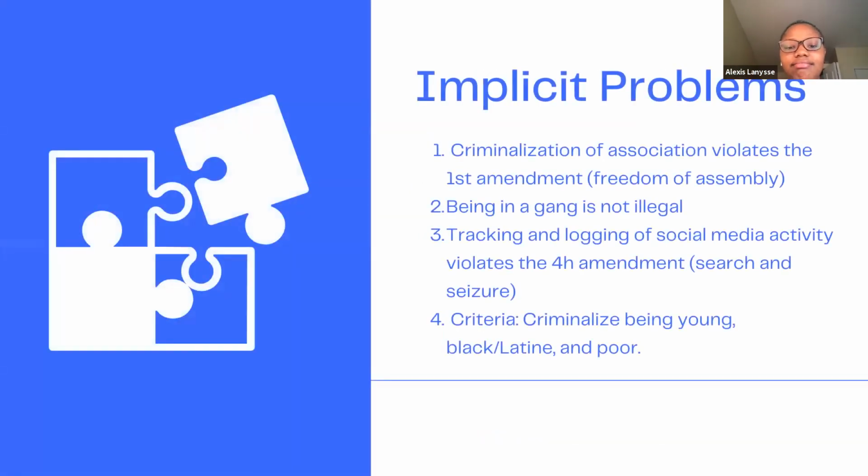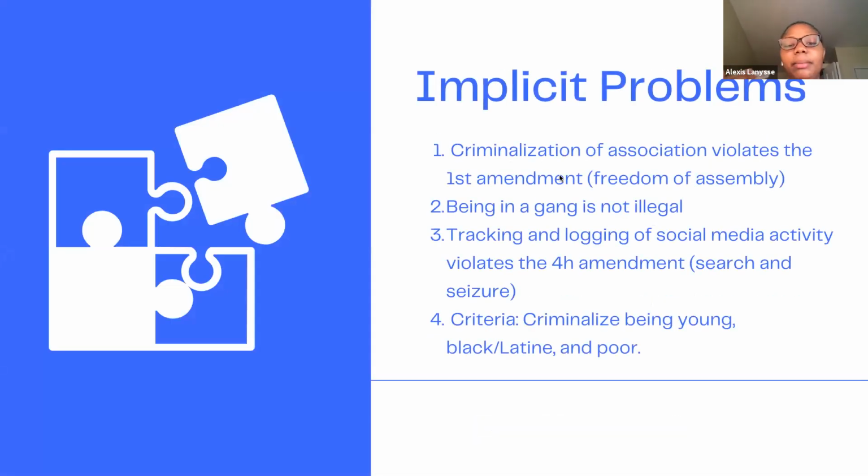Another thing to bring up is that being in a gang isn't illegal. If we really think about it, it's the criminalization of Black and brown bodies. It's the criminalization of youth in these neighborhoods. It's the criminalization of NYCHA housing projects. That's what the gang database is, and that's what it's logging and tracking.